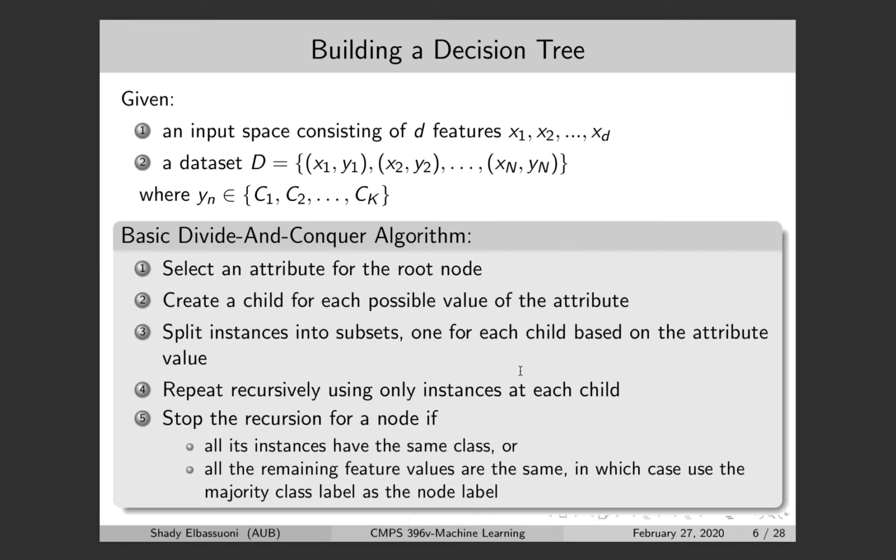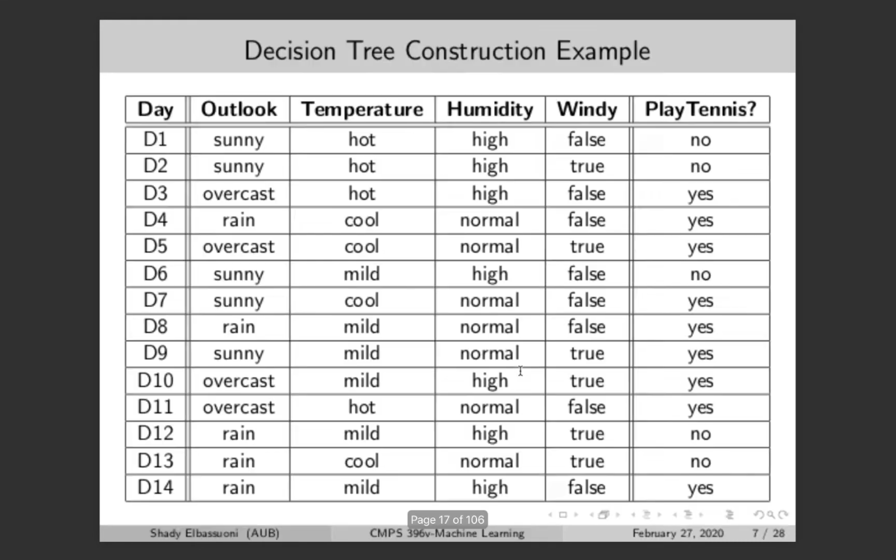Okay, so the basic algorithm for building a decision tree is a divide and conquer algorithm. So I select an attribute for the root node, and we're going to talk about the selection criteria for that. And then I create a child for each possible value of the attribute, split instances into subsets, one for each child based on the attribute value, and repeat recursively using only instances at each child. And I stop the recursion for a node if all instances have the same class or the remaining feature values are the same, in which case I use the majority class label at the node level.